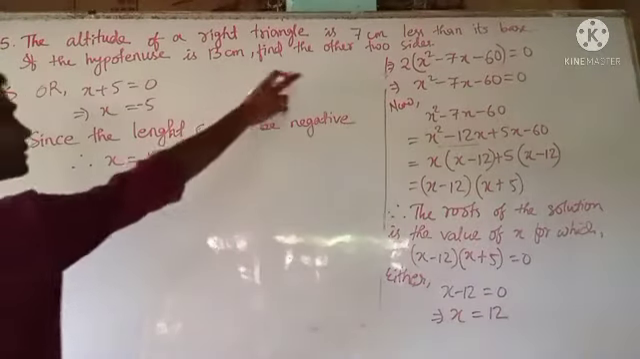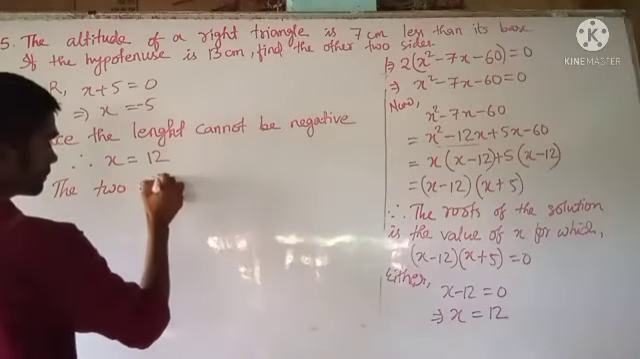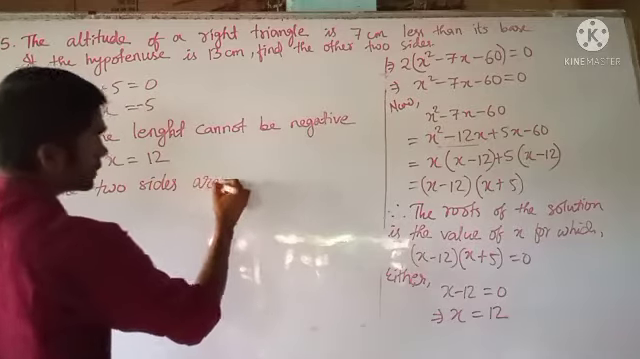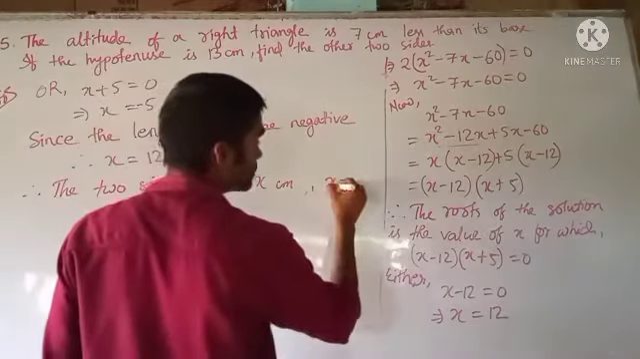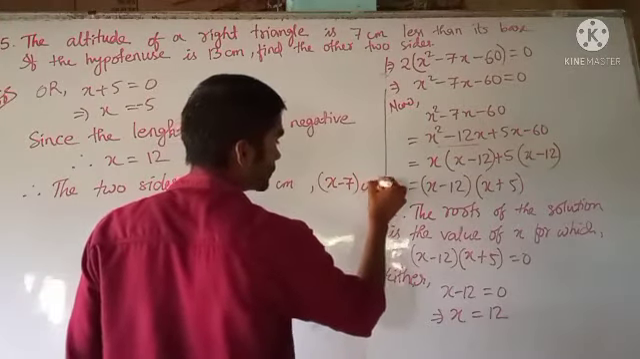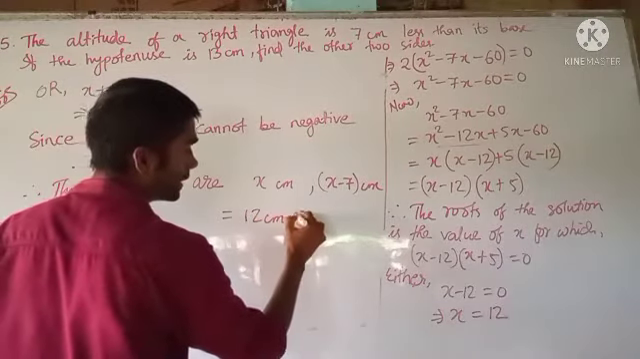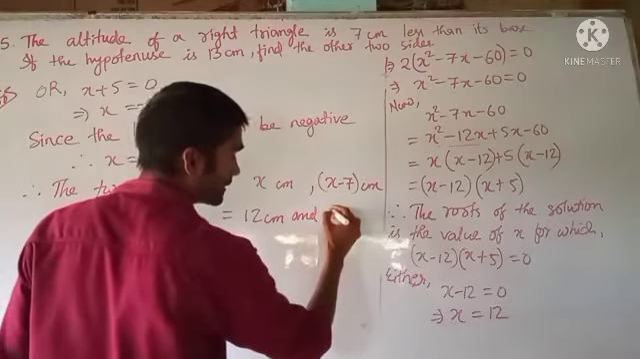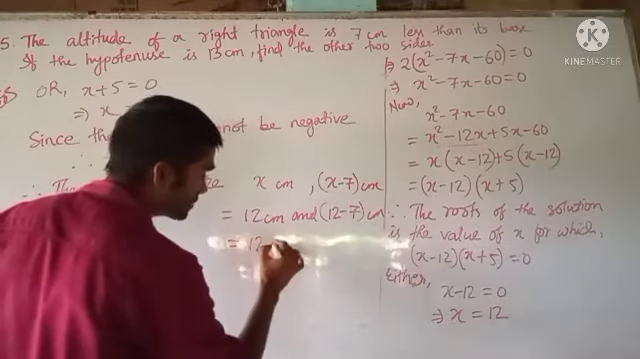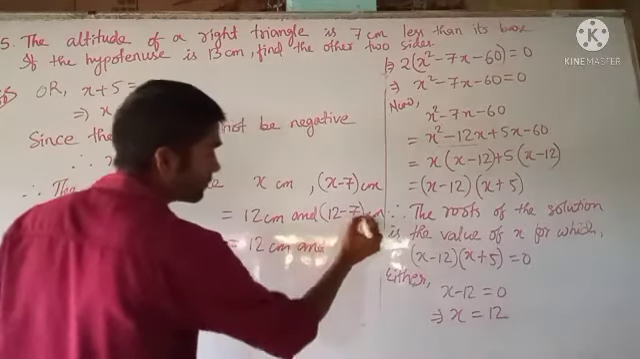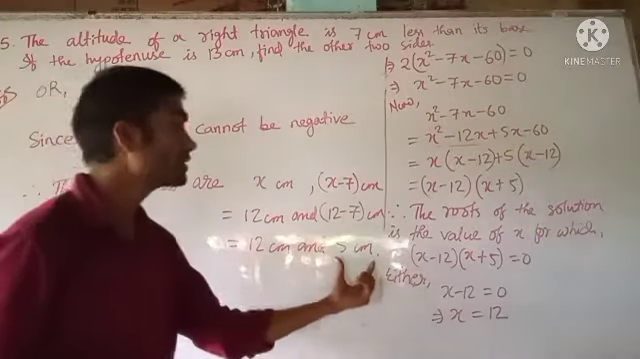Now we can write, find the other two sides. Therefore the two sides are, one we took as x centimeter and the other one we took as x minus 7 centimeter. So for x we got 12 centimeter, and x minus 7, that is 12 minus 7 centimeter. So 12 centimeter here and 12 minus 7 is 5 centimeter. So these are the two sides of the right angle triangle.